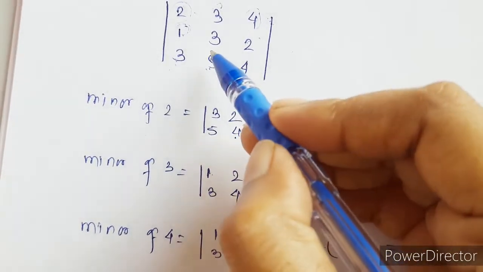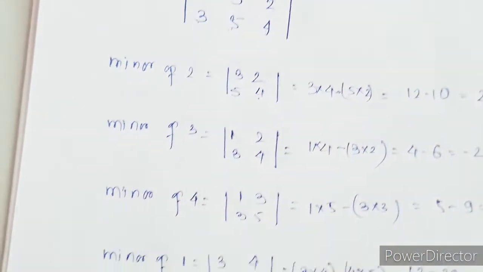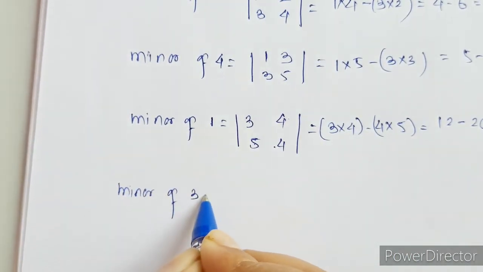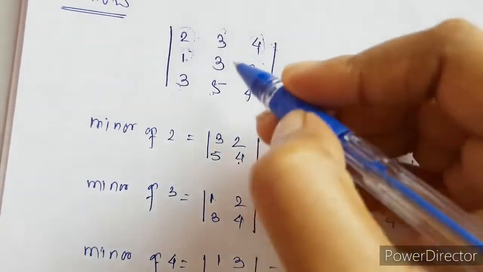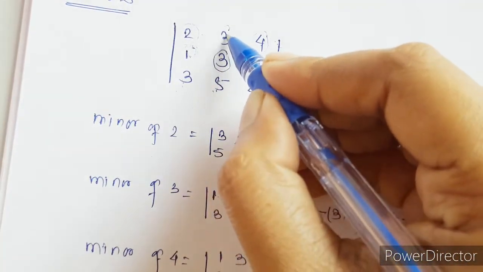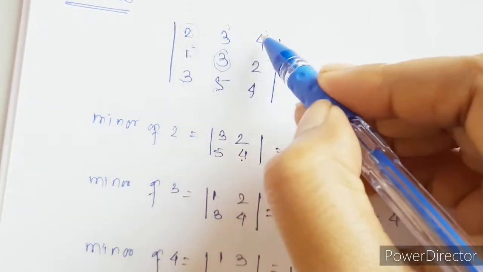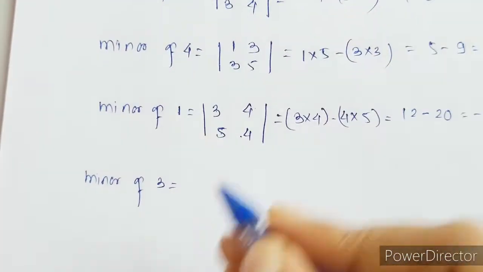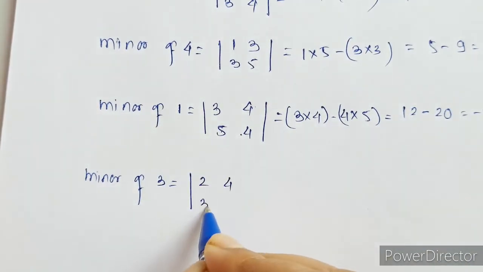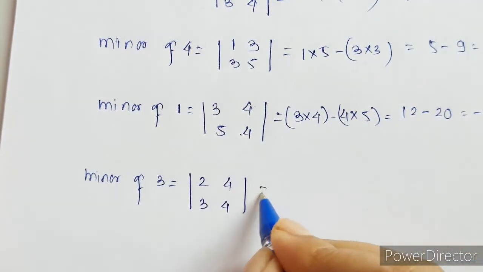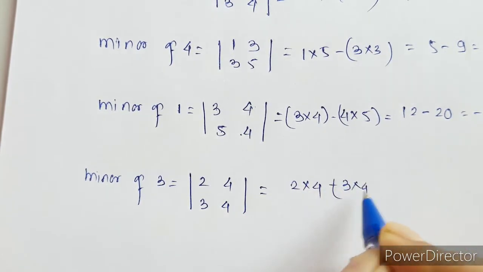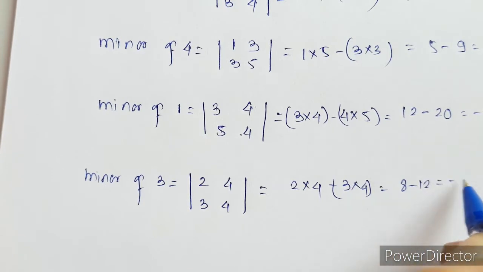Then minor for 3. So now we are considering this 3. Forget about the same row, same column, remaining are 2, 4, 3, 4. Again same procedure, 2 into 4 minus 3 into 4. So this will be 8 minus 12, which equals minus 4.